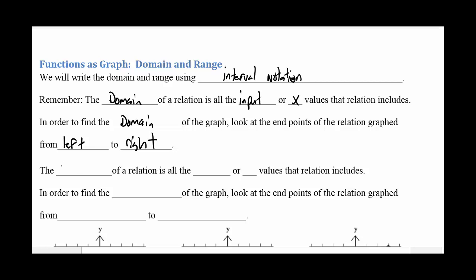The range of a relation is all the output or y values that the relation includes. And in order to find the range of the graph, we're going to look at the endpoints from the bottom to the top. So it's an up to down thing instead of a left to right thing.